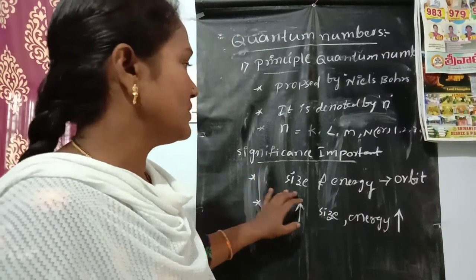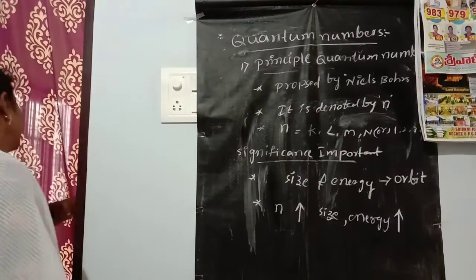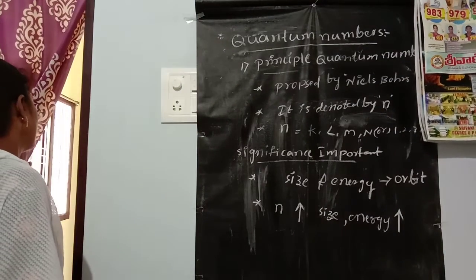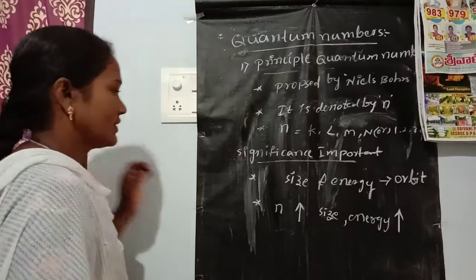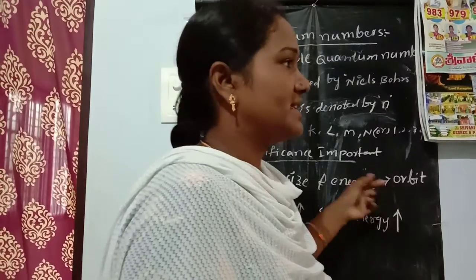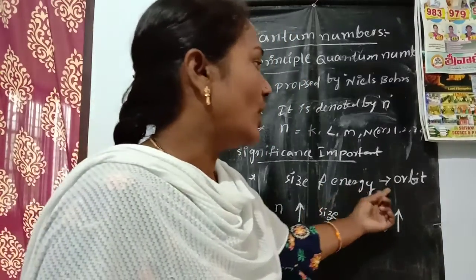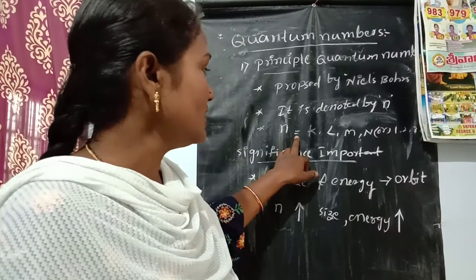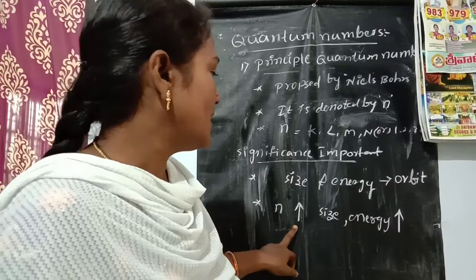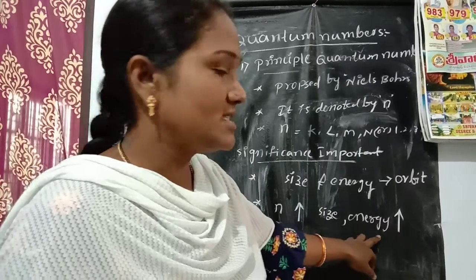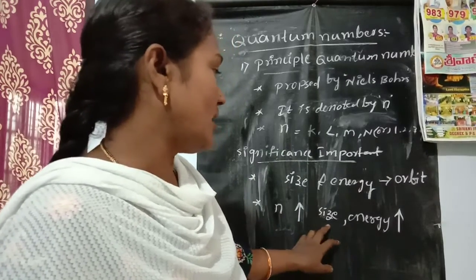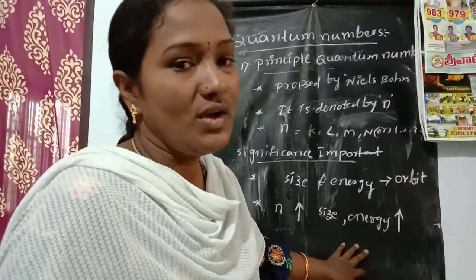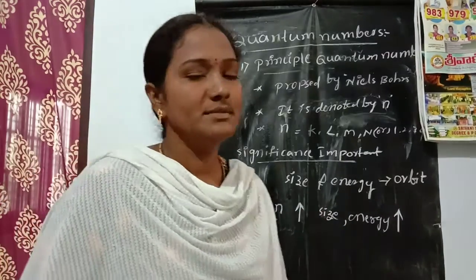So the significance is that it describes the size and energy of the orbit. As the n value of the principal quantum number increases, the size and energy of the orbit also increase.